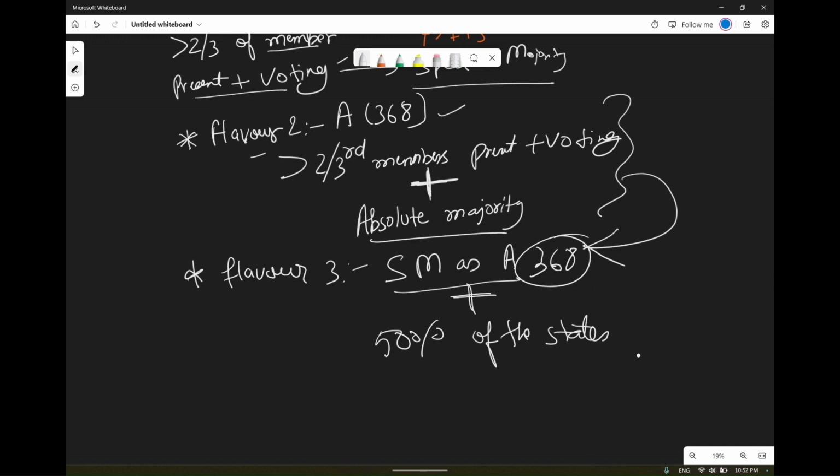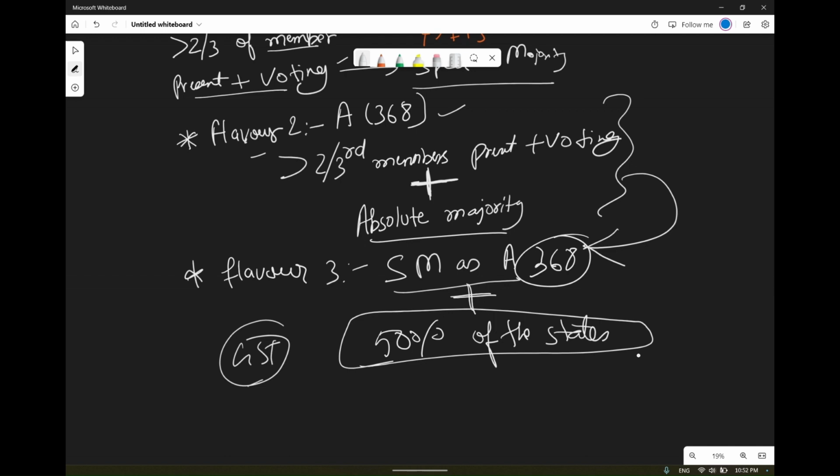This scenario applied when the GST Bill was passed. In that case, the bill went to each state, and through the states also, more than 50% had to approve it for it to be passed. The GST Bill needed this because it involves a federal nature, as both the state and the center were involved. The GST Bill was passed through this flavor 3 special majority.